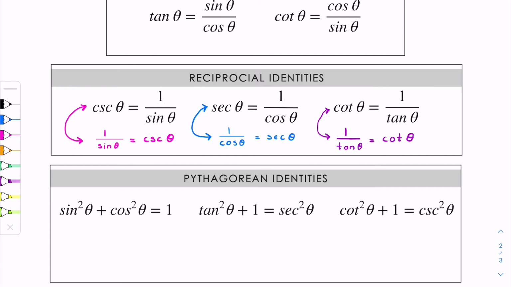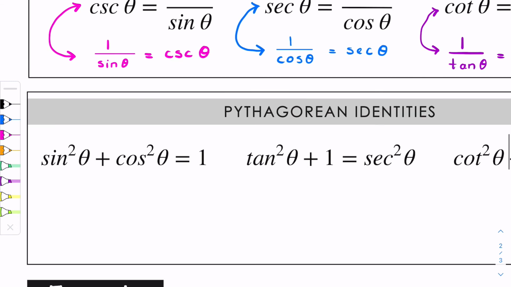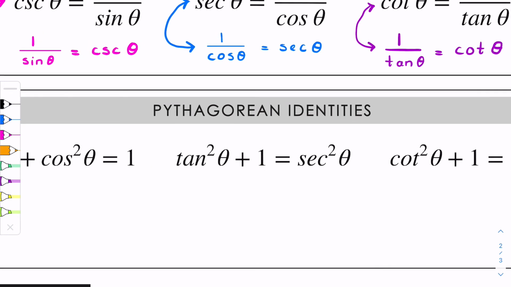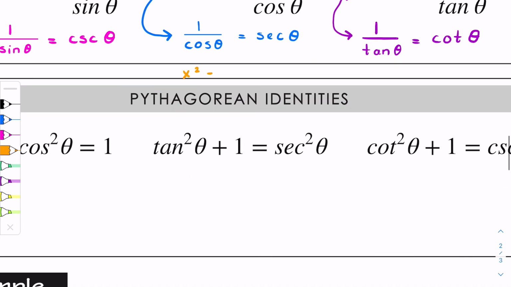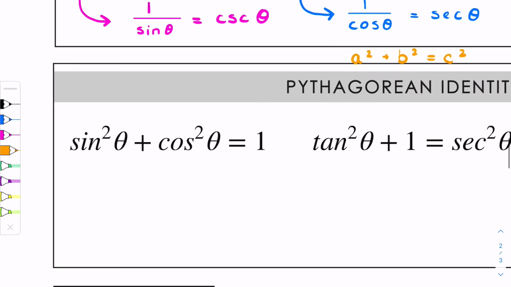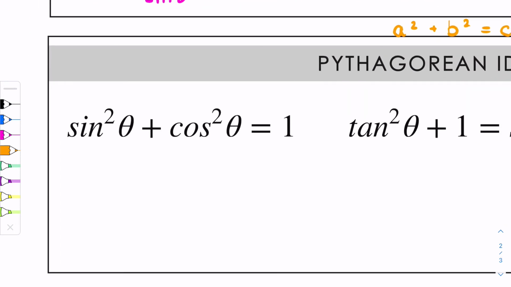And the last set of identities is called Pythagorean identities. And Pythagorean identities come from the Pythagorean theorem, which says that, when you learned it, you probably learned it as a squared plus b squared is equal to c squared. This is the same thing. If we look at the first Pythagorean identity, we have sine squared plus cosine squared is equal to 1, or you could say 1 squared, but 1 squared is 1, so we just say is equal to 1.